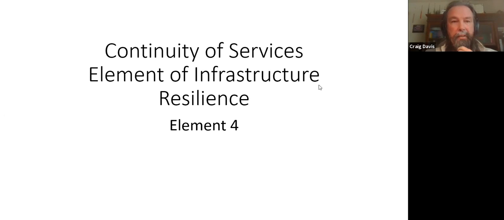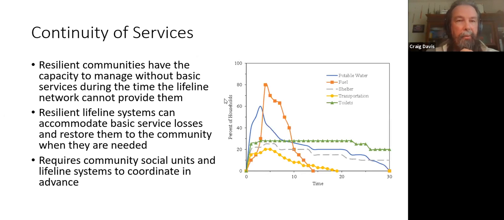Okay, so continuity of services. Resilient communities have the capacity to manage without basic services during a certain time the lifeline network cannot provide them. So think of water and water loss, or gas and gas loss, or electric power with electric service lines. You can still get by for a certain period of time, but at some point it doesn't work out, right?